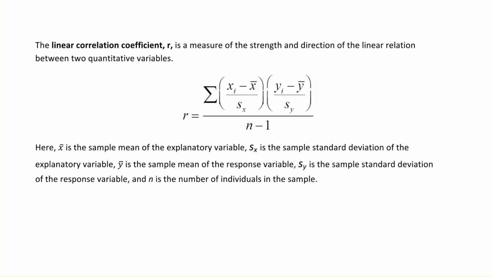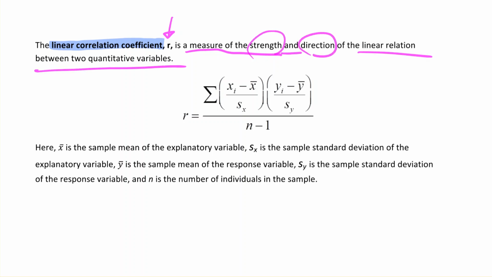Let me use highlighter. And that number is actually called R. That's the R value. It's a measure of the strength and direction of a linear relation between two quantitative variables. And we use this formula to find it. But in our class, I'll demonstrate how to find this using an online calculator. In this video, we're going to focus on how to interpret this R value.